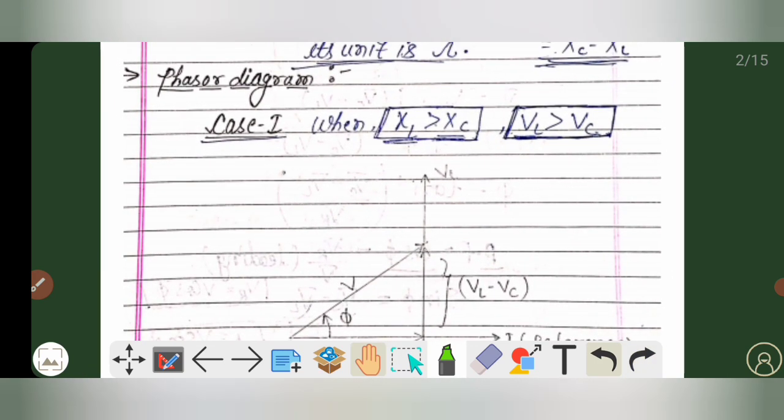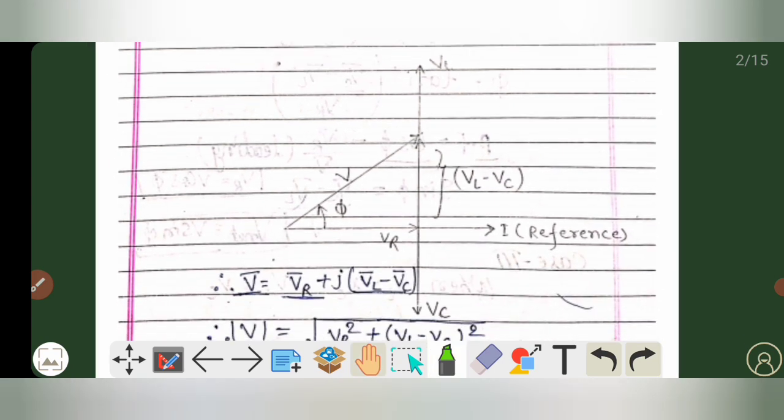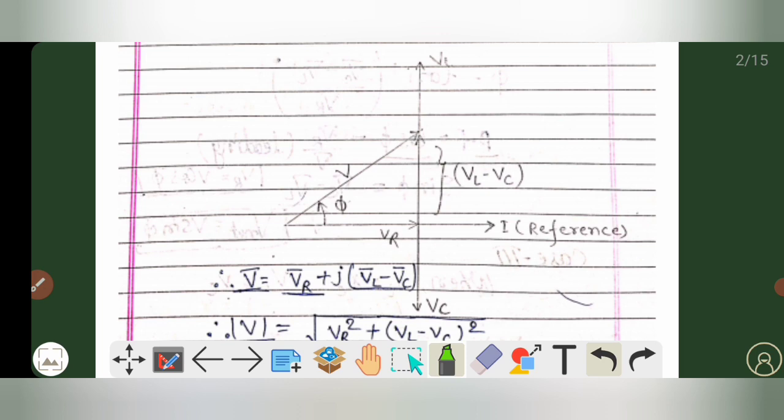For drawing the phasor diagram, my dear friends, first of all we will discuss case 1. In case 1, as you can see here, we take XL greater than XC, or we can say VL is greater than VC. If we take XL greater than XC, then such a type of phasor diagram will be available to you if we draw.